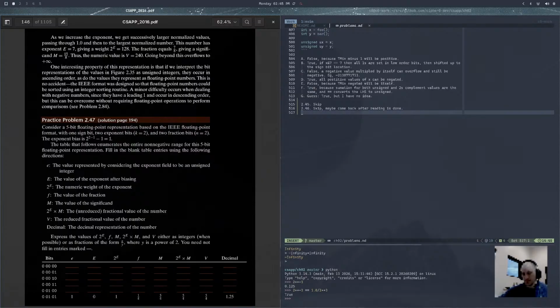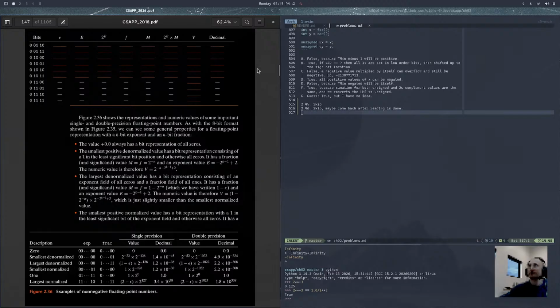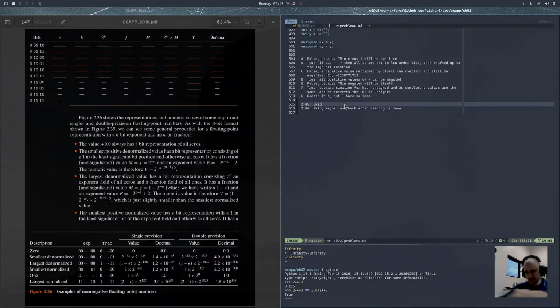Okay, now we got another problem that I'm going to skip because there's a big table. Consider a 5-bit floating point representation based on IEEE format. Yeah, I'm not going to do that. Just a big table.